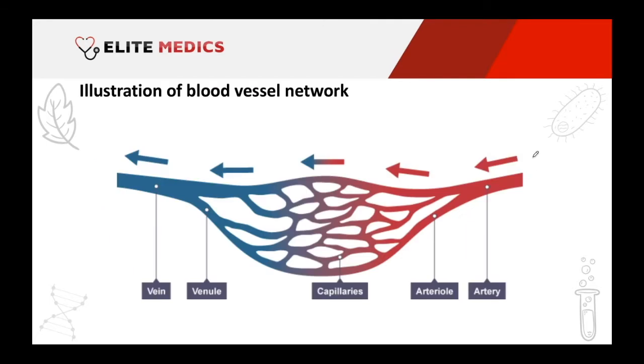So this is an illustration of the network of blood vessels that you will see in the body. So you'll see that we have arteries, and we have capillaries, and we have veins. And those are the main ones you need to know about. But you'll see on this diagram we have two additional ones called venules and arterioles, and I'm just going to explain to you a little bit about their importance and what they do.